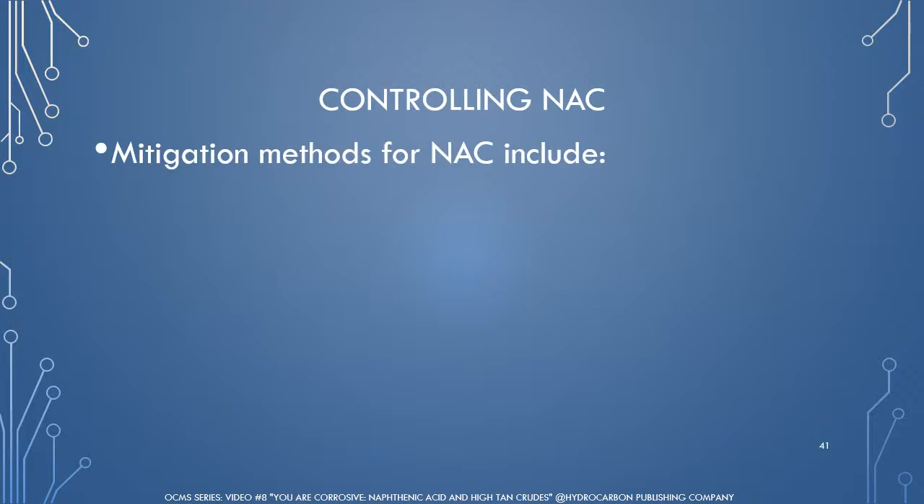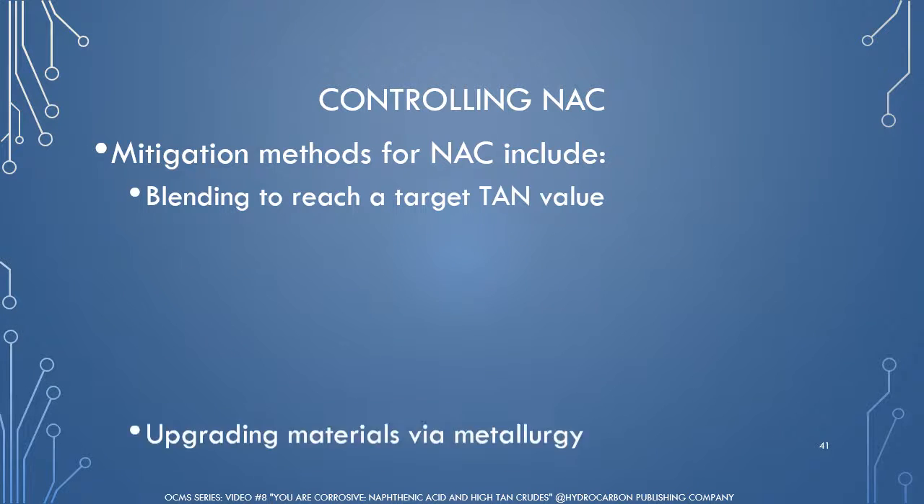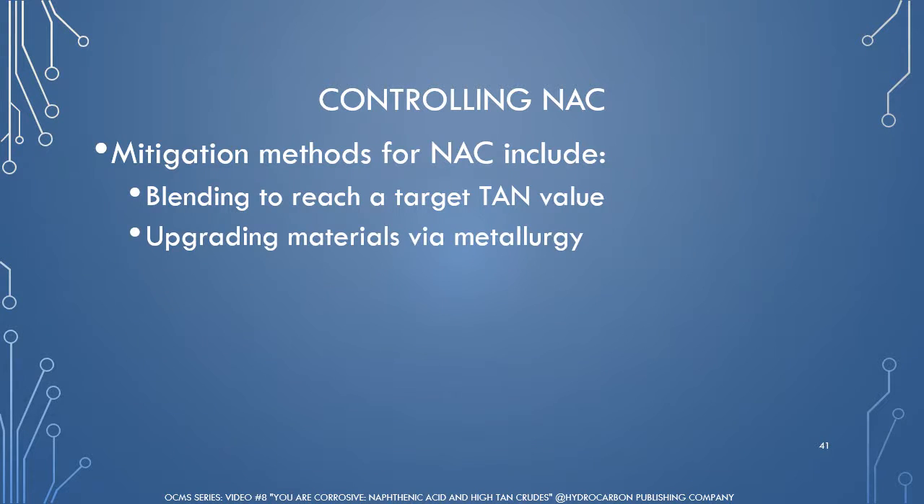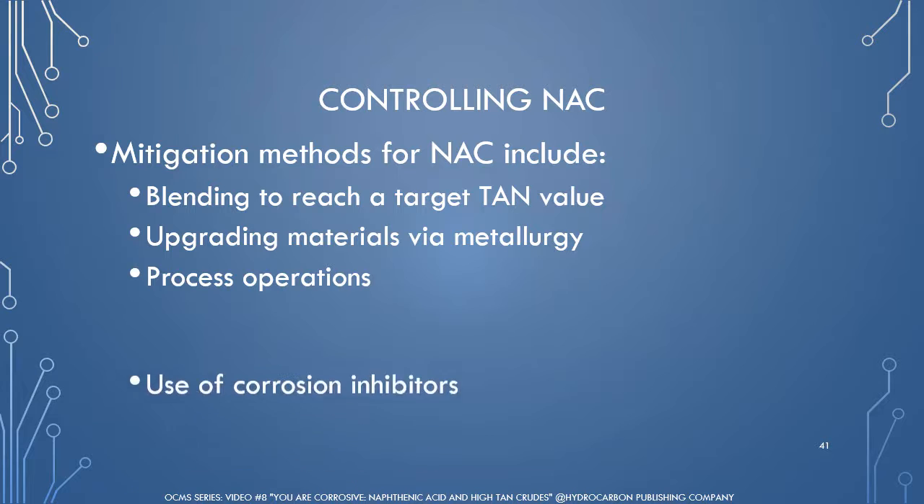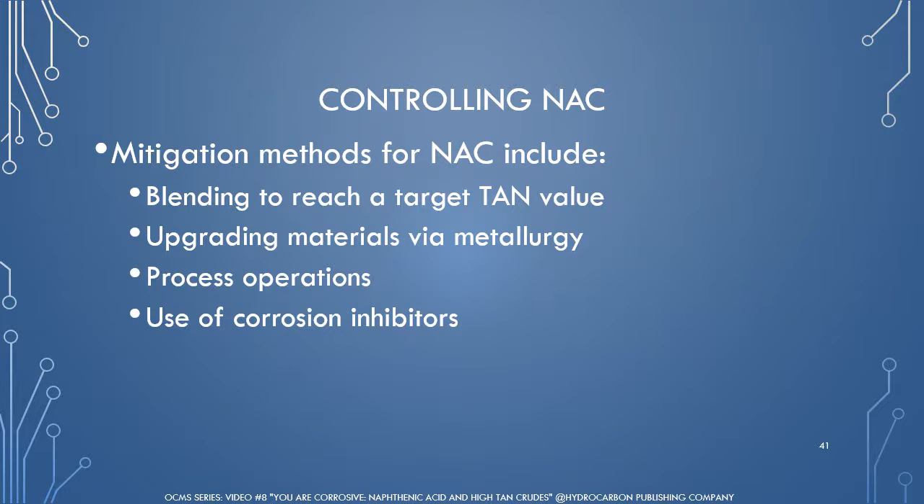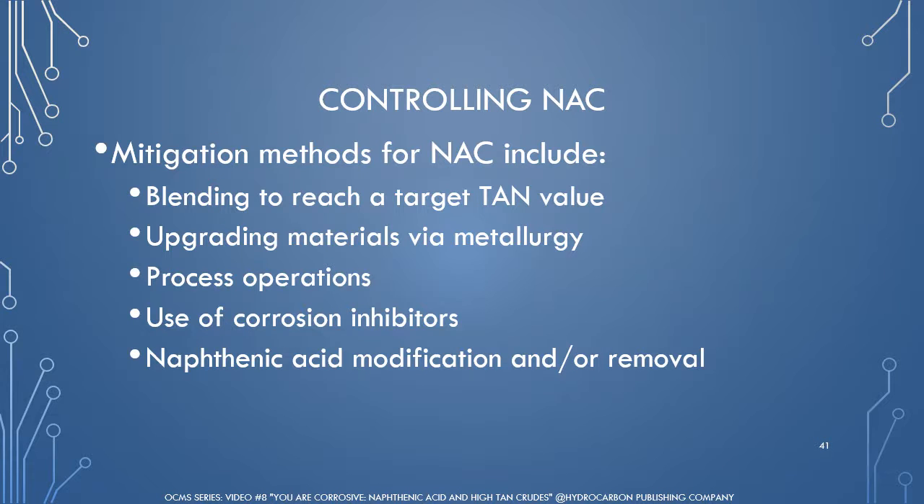To mitigate corrosion from NAC, there are a variety of measures refiners can take. These measures include blending to reach a target TAN value, upgrading materials via metallurgy such as adding molybdenum to stainless steel to produce alloys resistant to NAC, process operations, chemical inhibition such as the use of phosphorus-based corrosion inhibitors, and naphthenic acid modification and/or removal.